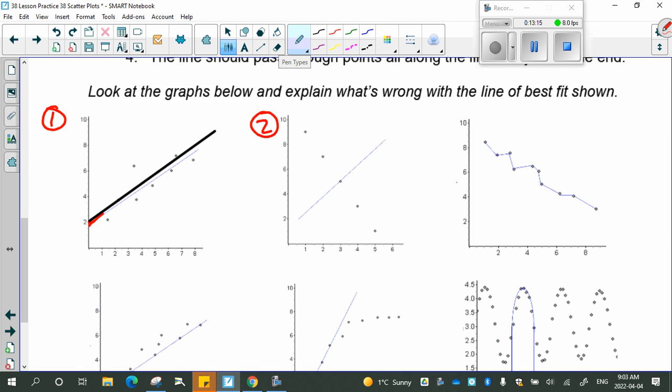How about number 2? That should be an easy one. What's wrong with that? It does not follow the trend of the data, okay? So if we drew this one in, we want it to follow the trend of the data to have a negative slope, not a positive slope. That was an easy one. Follow the trend of the data here.